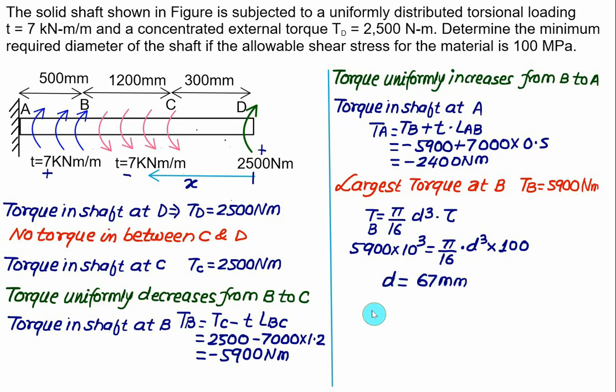So this is how you can handle the problem when the torque intensity given may be uniform, or may be varying in a given section. Just compute the torque at each section, identify the maximum torque, then use that torque for designing purpose and find the diameter D.